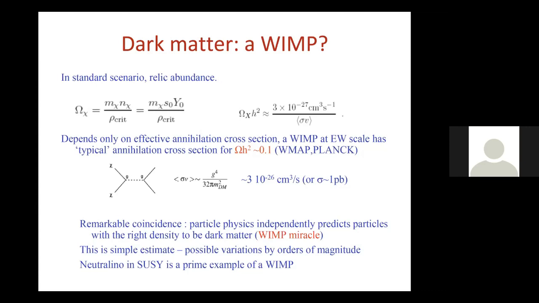I should say right now that this is a simple estimate. It is based on the fact that this would be the dominant annihilation process. In real life, we will see in other examples that we can have variations by orders of magnitude in certain cases. But certainly this, coupled with the knowledge that we had at the time on supersymmetry, motivated the neutralino in supersymmetry as a prime candidate for a WIMP.